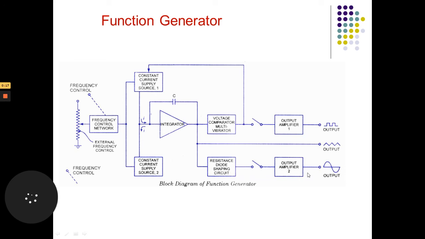The output amplifier provides two simultaneous, individually selected outputs of any of the waveform functions. So this is all about the function generator. Thank you very much.